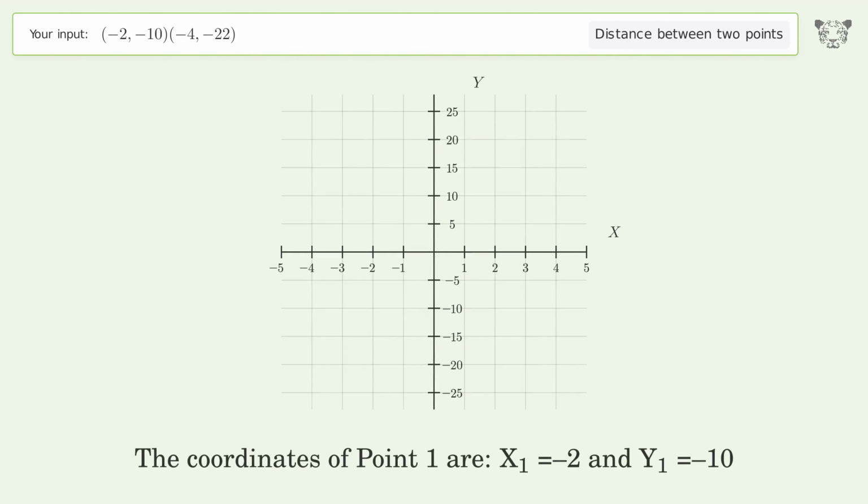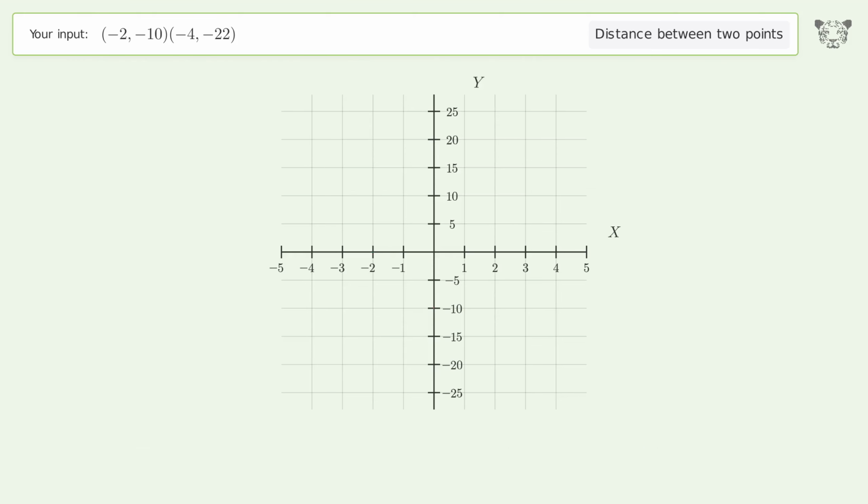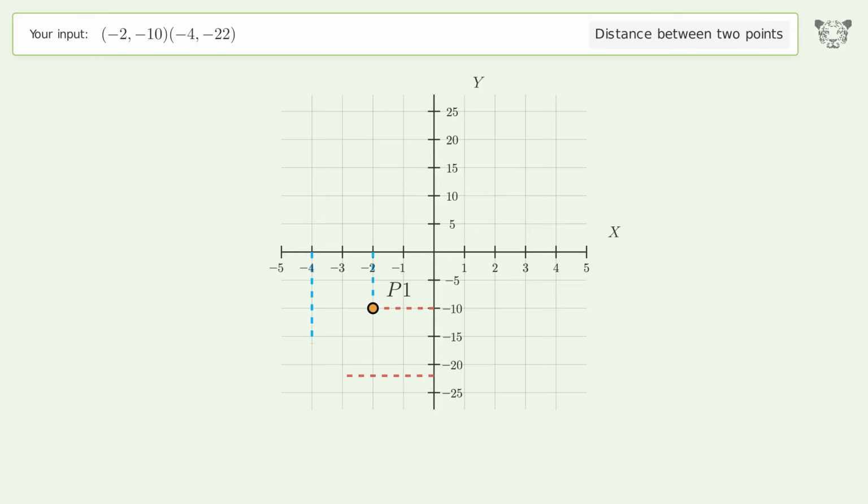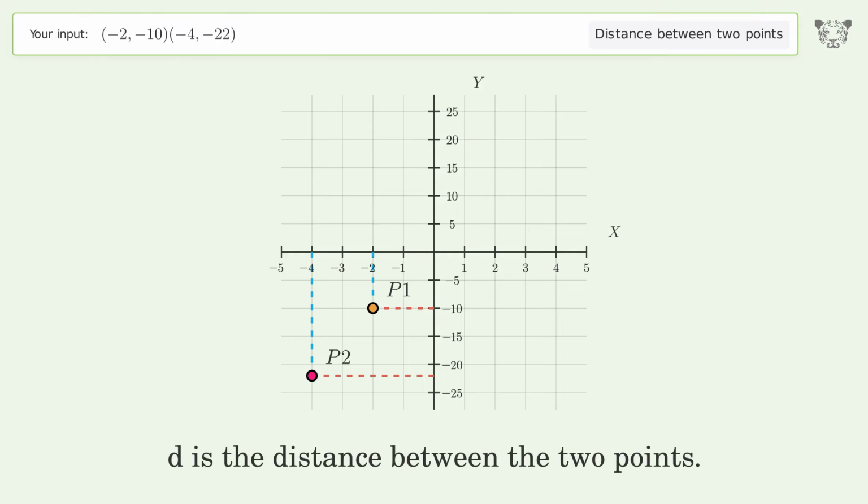The coordinates of point 1 are x1 equals -2 and y1 equals -10. The coordinates of point 2 are x2 equals -4 and y2 equals -22. D is the distance between the 2 points.